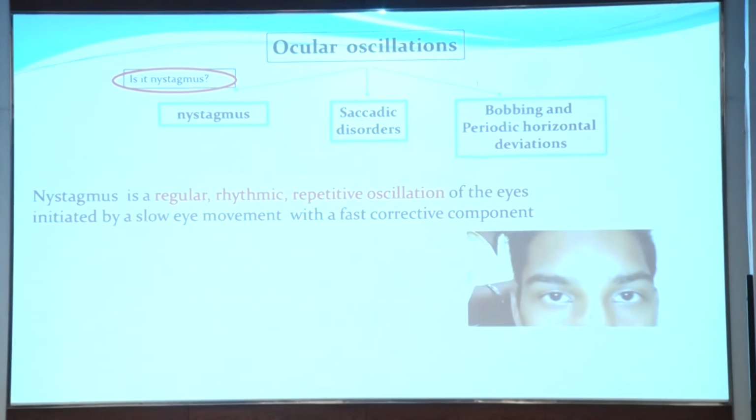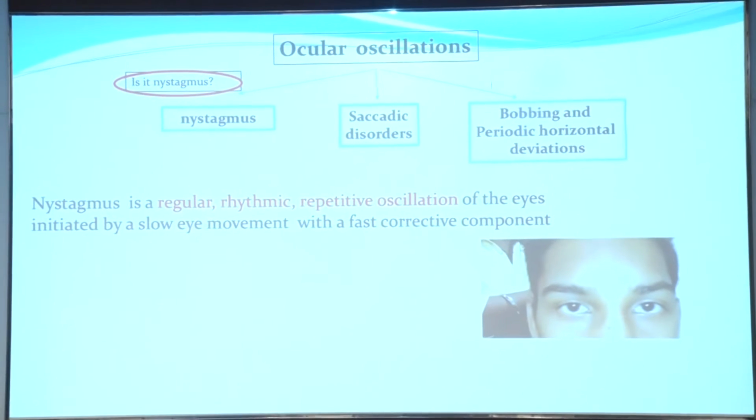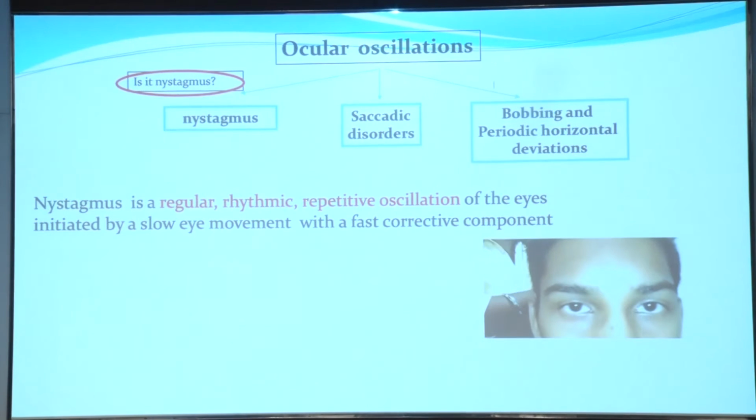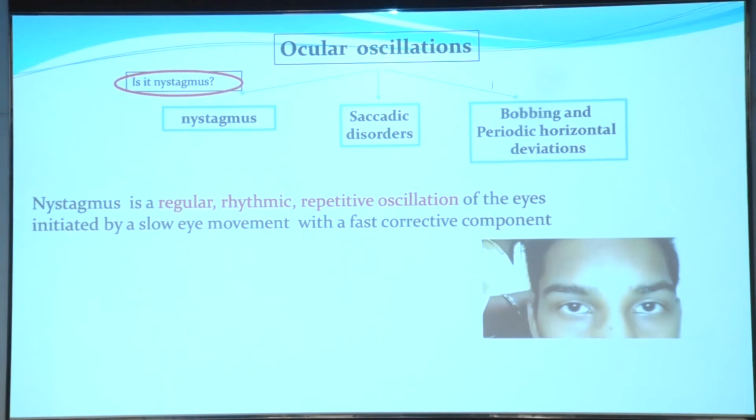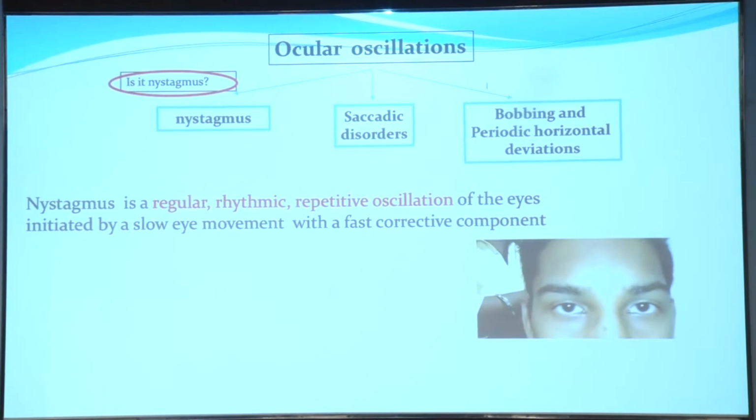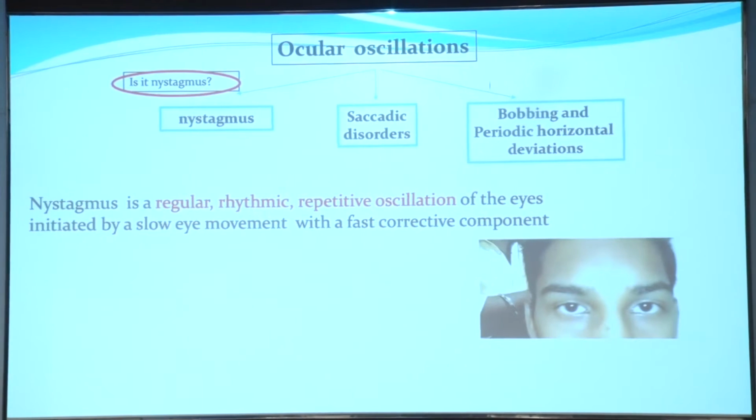So all ocular oscillations, as I said, are not nystagmus. So is it a nystagmus? You have to see, because nystagmus is a regular, rhythmic, repetitive oscillation. So every single word is important. It's regular, so the movement has to be regular in a particular direction. There has to be rhythm, and it has to be repetitive, initiated by a slow eye movement with a fast corrective component.